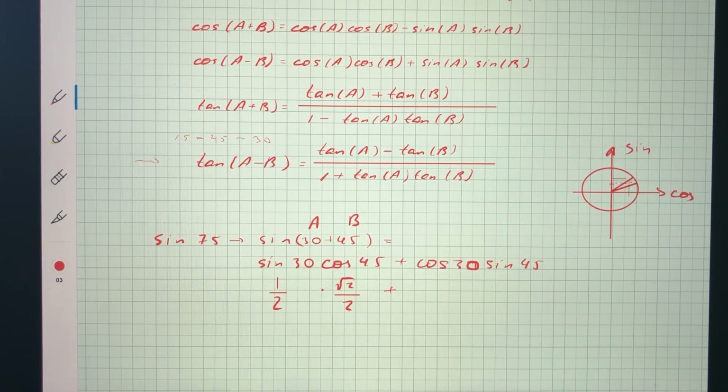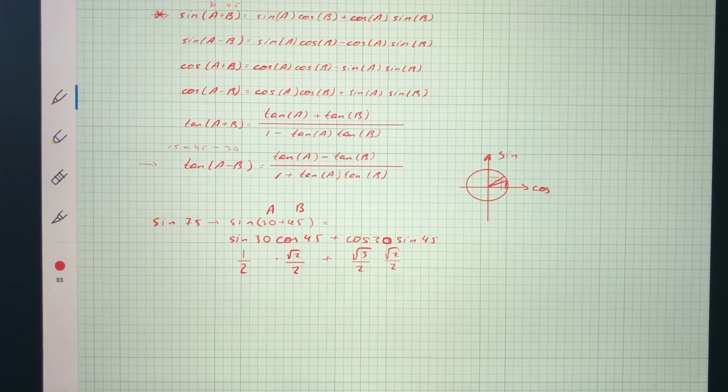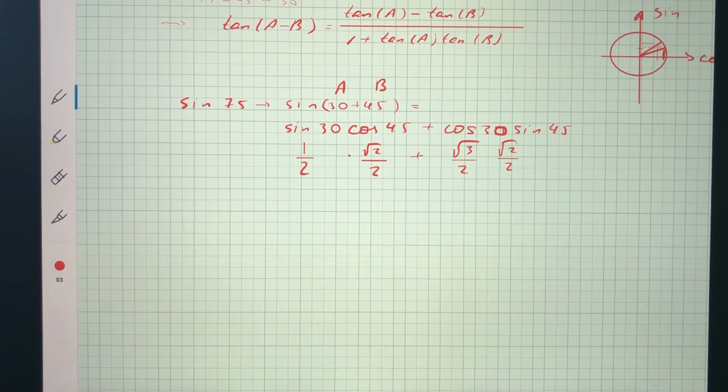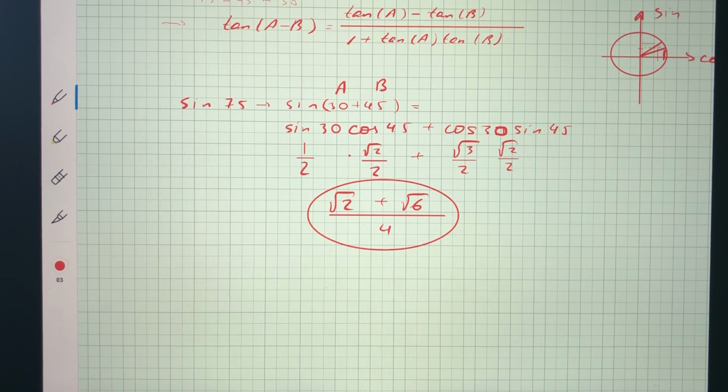For the next piece, cosine of 30 degrees is much closer to 1, as we have done in other videos, and the number that is much closer to 1 is square root of 3 over 2. Sine of 45 is once again square root of 2 over 2. Now we can simplify this a little bit, because both denominators are 2 times 2, which is 4. So here, let's do the simplification. 1 times square root of 2 is square root of 2. Square root of 3 and square root of 2, that's square root of 6. And both have 4 on the bottom. So this is our final answer in exact form.